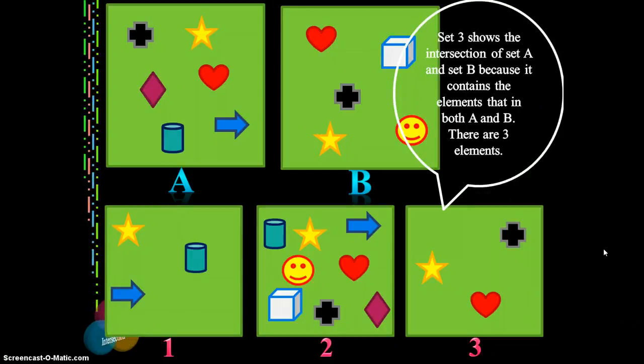So what are those elements that can be found in A and also can be found in B? So we have here the cross. So let's check if we have the cross both in A and in B. Yes. We have the star here. Is it in A and in B? Yes. We have the heart here. So it is also in A and in B. So there are only 3 elements in the intersection of set A and set B. So if we have this illustration for the intersection of set, can you define what the intersection of set is?